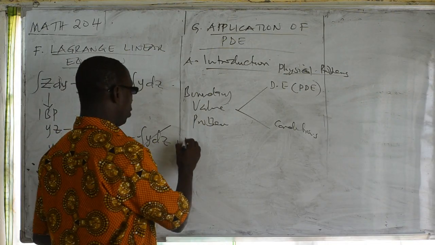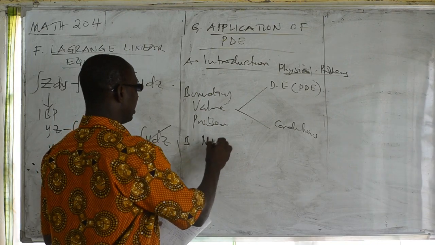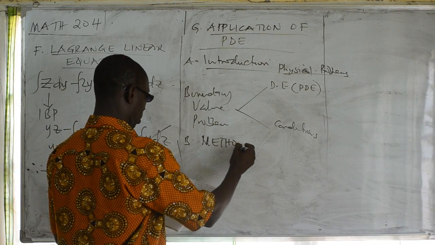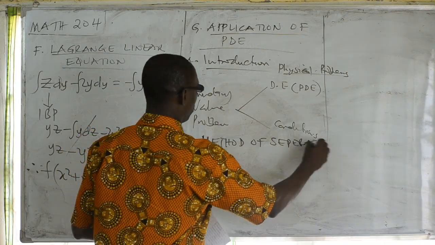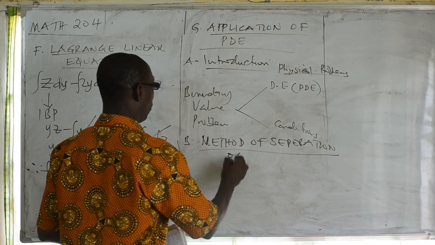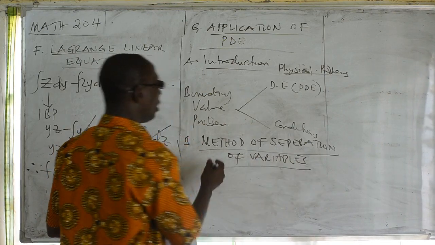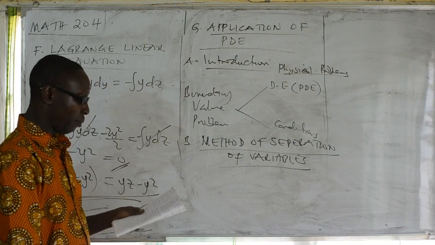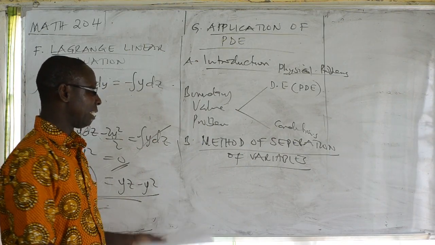So we're going to use the method of separation of variables. We have the method of separation of variables in ordinary differential equations. We're also using the same method of separation of variables for the partial. Okay. Now look at something interesting here.